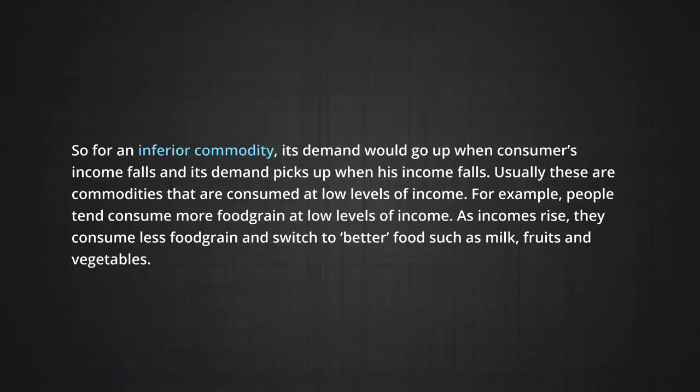If a consumer's demand of the commodity moves opposite to the direction of the change in income, the commodity is said to be an inferior commodity. So, for an inferior commodity, its demand would go up when the consumer's income falls, and its demand would go down when his income goes up.